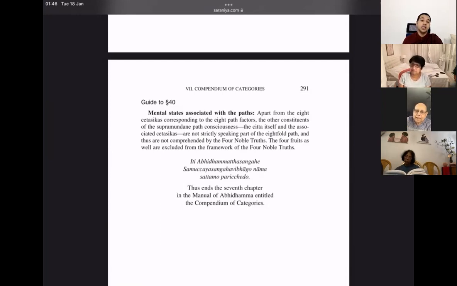Again, mental states associated with the paths. Yes, David, I will. Apart from the eight cetasikas corresponding to the eight path factors, meaning the Noble Eightfold Path factors, the other constituents of the supramundane path consciousness, the citta itself and the associated cetasikas, are not, strictly speaking, part of the Eightfold Noble Path. Right? Of the Eightfold Noble Path.